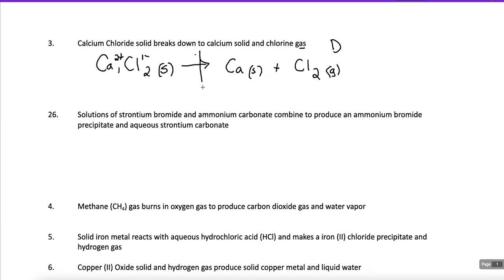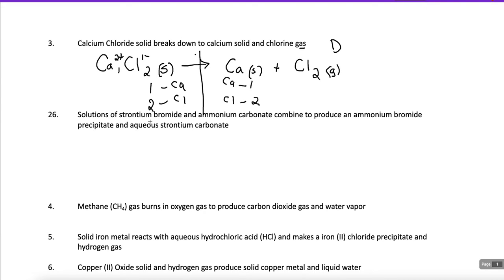Okay, let's balance the equation. So we got Ca and Cl, Ca and Cl. We count 1 Ca, 2 Cls, 1 Ca, 2 Cls. Hey, that one's already balanced. That was easy. All right, number 26.